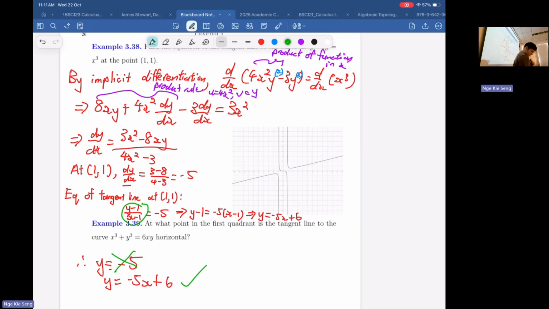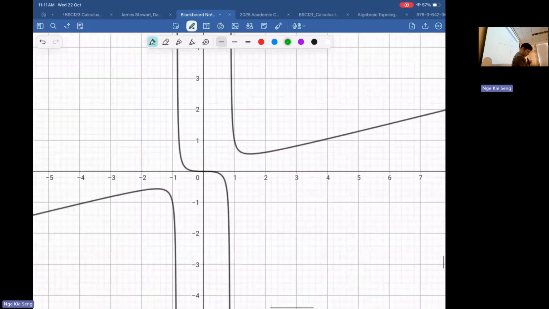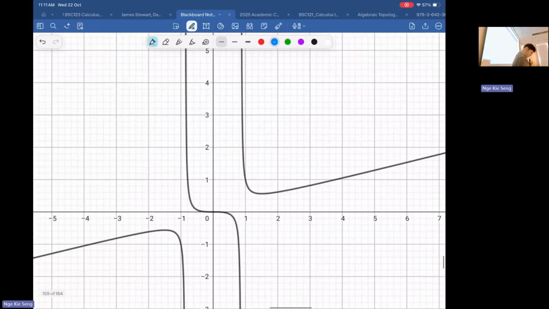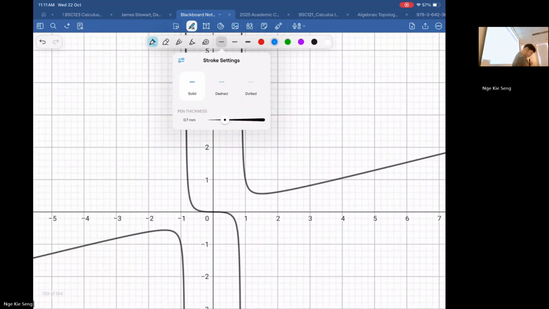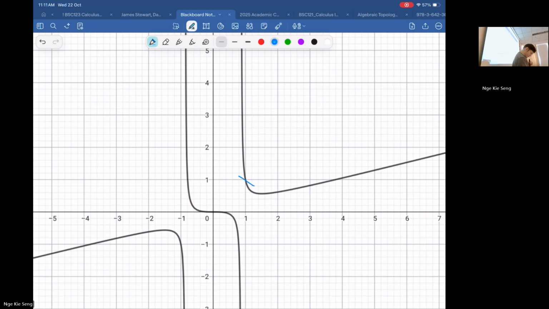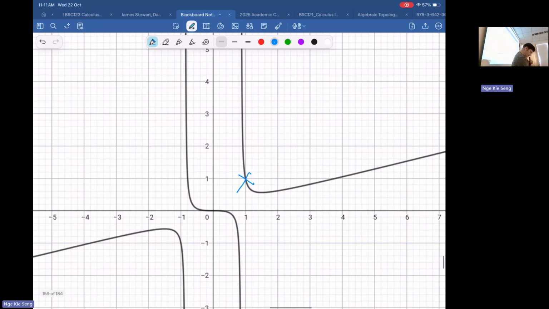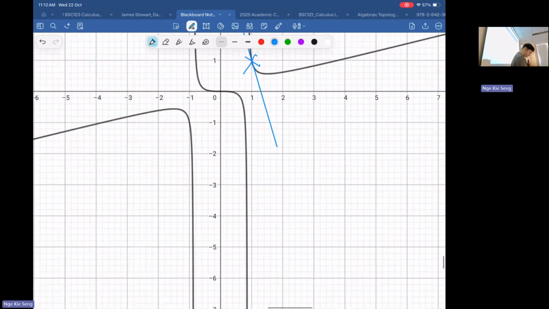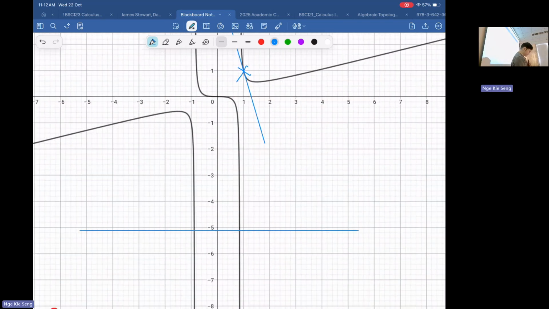If you notice here, I plotted this curve using GeoGebra. Where is (1, 1)? (1, 1) is here, and the tangent line is like this. Does it match up? This line here, is it a negative gradient? Because this direction is a negative gradient. Your y equals -5 is not even close; it is here, very far.